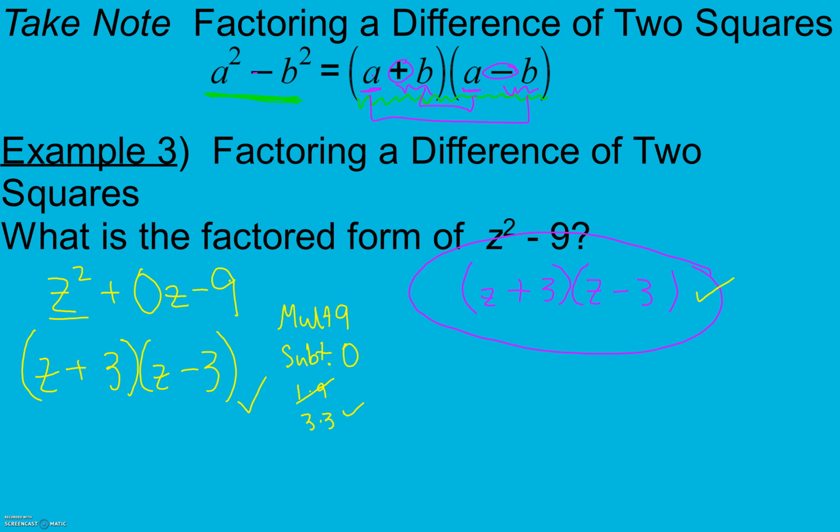We also can FOIL this back to double check. Firsts, outsides, insides, lasts. When we combine like terms, we have 0 z's. So I have z squared minus 9, which checks.